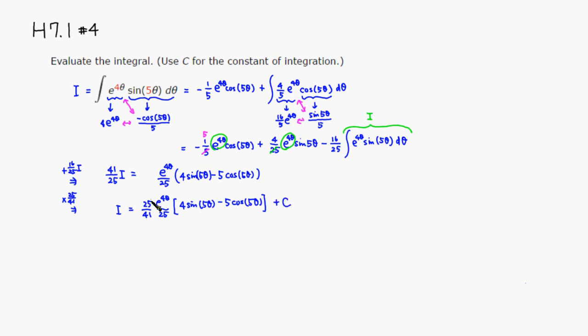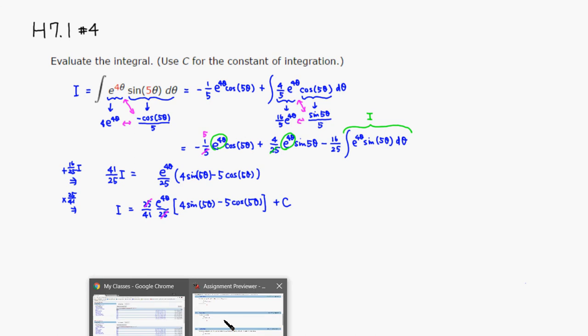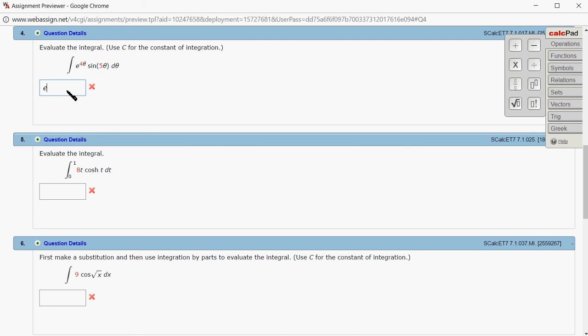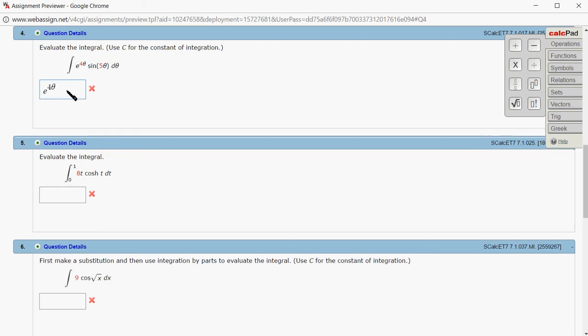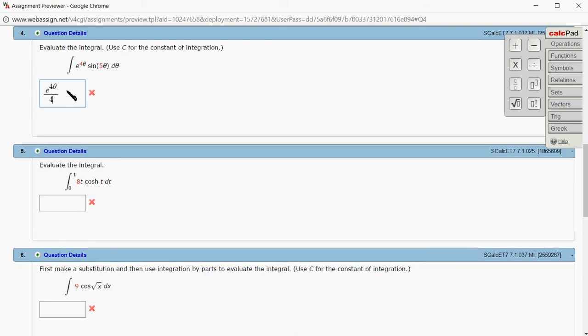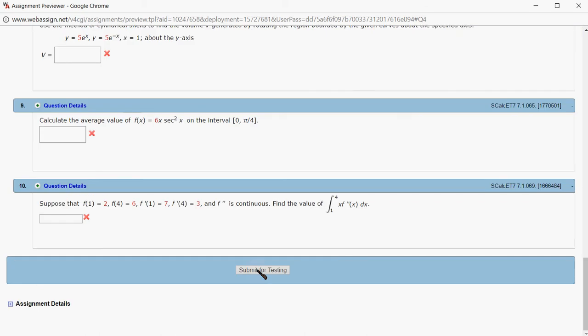Then we can clean up a bit. The 25 and 25 cancel out, so you get e^(4θ) over 41 times 4 sine of 5θ minus 5 cosine of 5θ, plus some constant C. Let's type it in, then double check and submit for testing.